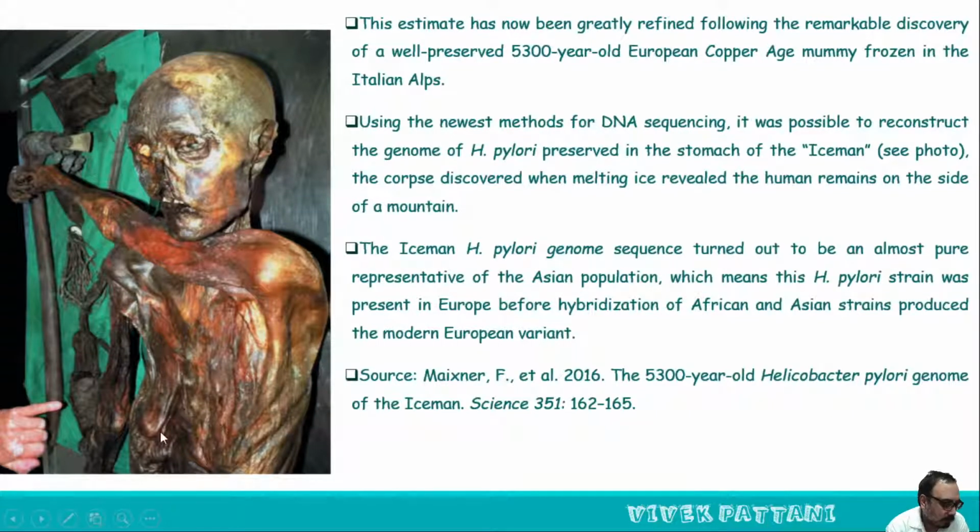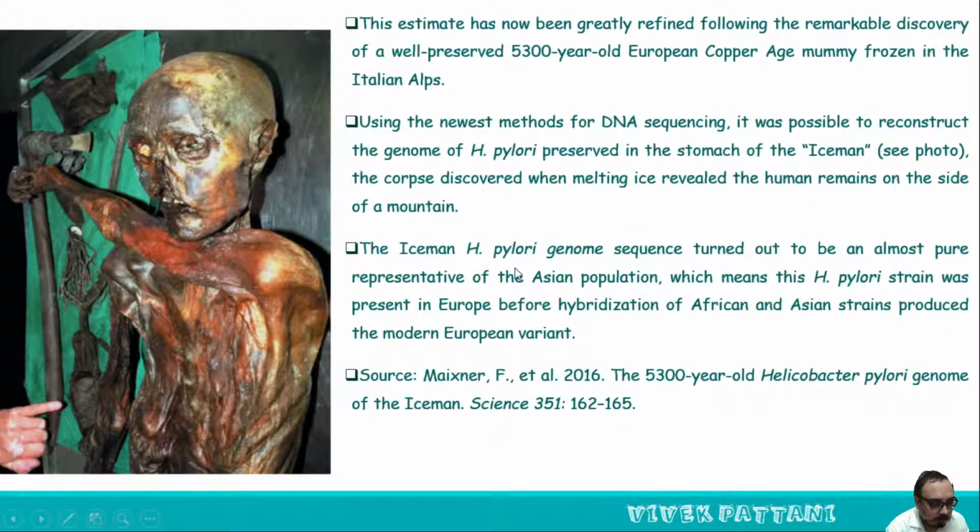So this one is basically a type of fossil which was found, also known as Iceman, from this 5,300-year European Copper Age mummy. By means of the newest methods of DNA sequencing, it was possible to reconstruct the genome of Helicobacter pylori preserved in the stomach of the Iceman. The corpse was discovered when melting ice revealed the human remains on the side of the mountain.